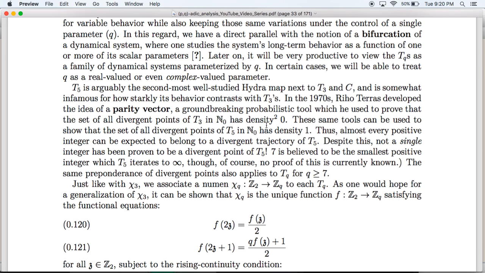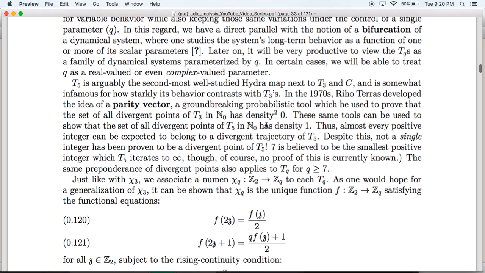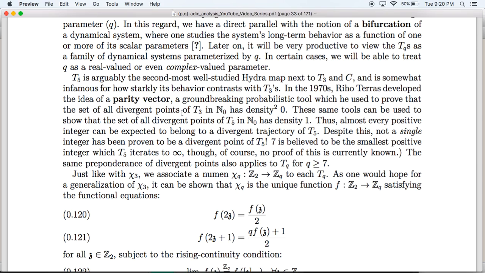However, and this is very mortifying, we have not proven that even a single number goes to infinity. The smallest integer suspected to go to infinity is 7. Though, of course, no proof of this is actually known. This same preponderance of divergent points also applies to TQ when Q is greater than or equal to 7. Just like chi-3 being associated to T3 as its Numen, we can associate the Numen chi-Q to each TQ, and as one would hope, and as I've been saying all along, we get all the same things.